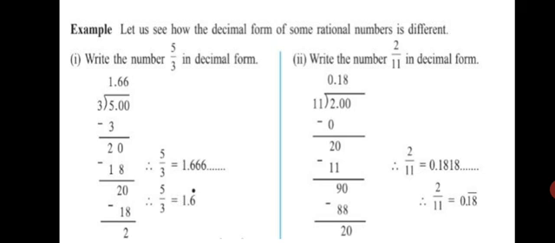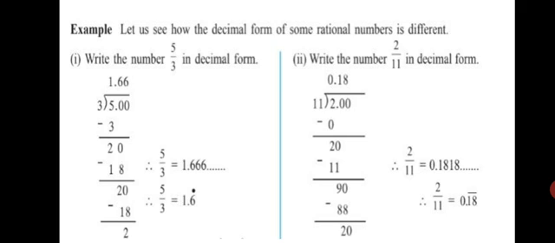Therefore 5 upon 3 is written as equal to 1.6, where 6 is written only one time and on 6 you have to put a point showing that it is repeated. So whenever you write the answer in this form, 1.6 with one dot on top of 6, it indicates that the number 6 is repeated in the quotient.